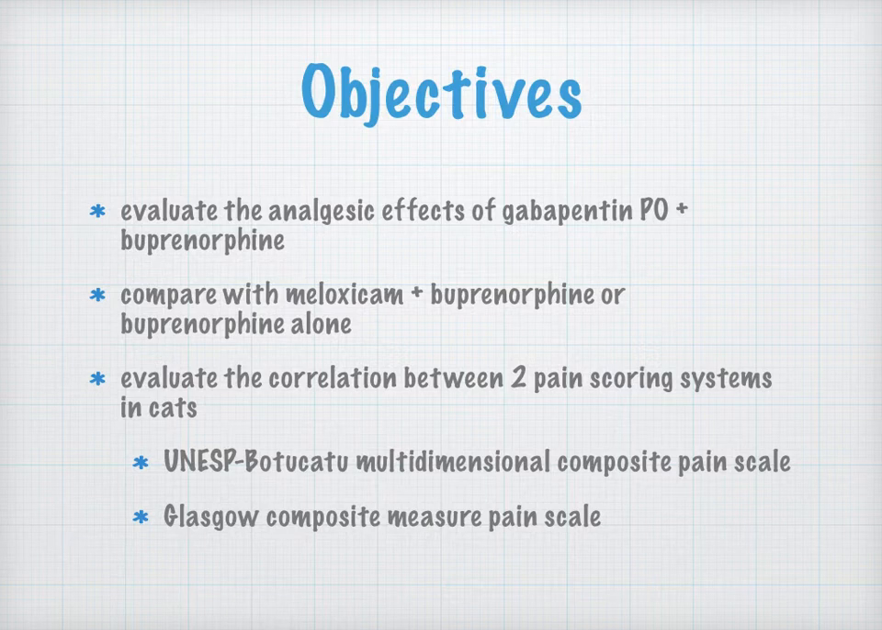The UNESP Botucatu multidimensional composite pain scale has been validated for assessing post-op pain in cats both in English and in French. The Glasgow Composite Measure Pain Scale was developed for assessing acute pain in cats.